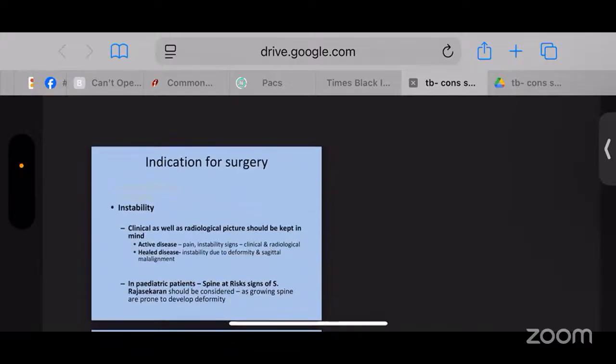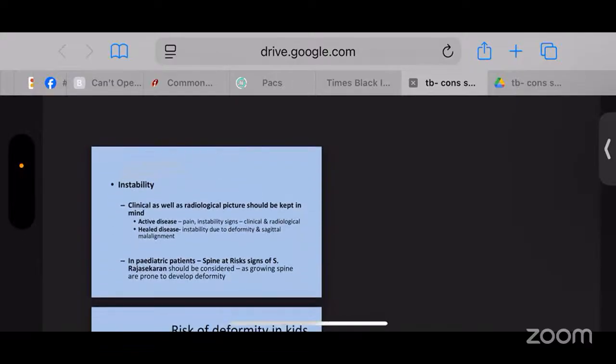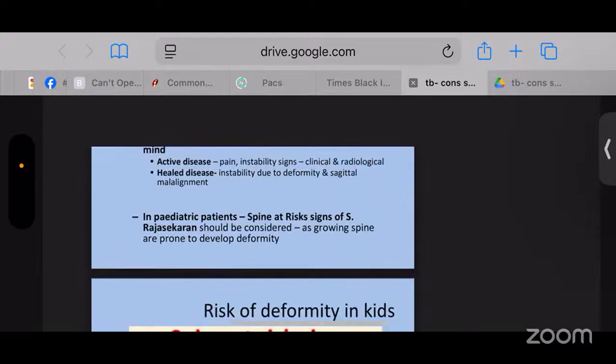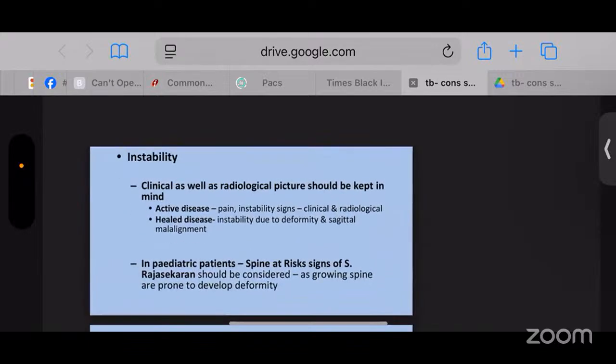Another indication is instability. Clinically, all the patients have deformity, some pain at rest to begin with. They have pain even while standing, sitting. But we should always wait and watch, try out conservative management. And if it's not healing properly, the pain is persisting, and radiologically it's showing that the bony ends are being destroyed, the patient is not able to heal, then we should go in for surgery in those active cases.